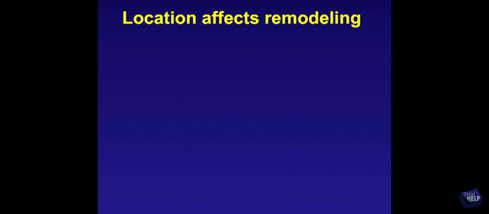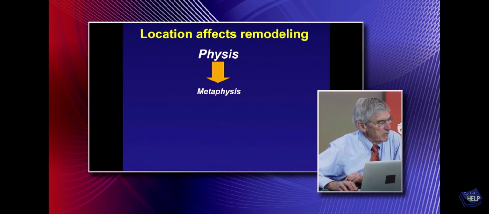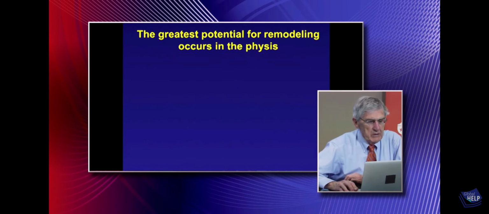Closest to the physis. That's right, the physis. Then where? Metaphysis. And then finally we have very little remodeling in the diaphysis. So the greatest potential for remodeling occurs in the physis.